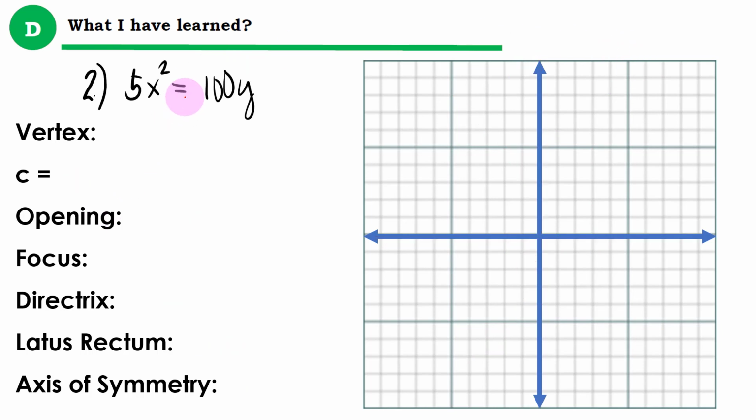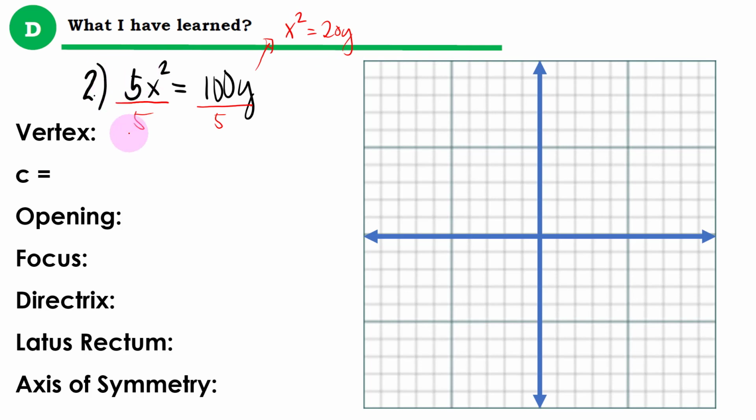Next. Number 2 is 5x squared equals 100y. Okay? So, in this case, we have a 5 here on top. So, what we will do is remove this 5 first. Because the numerical coefficient of x squared should be just 1. So, we divide both sides by 5. So, it will give us x squared equals 20y.